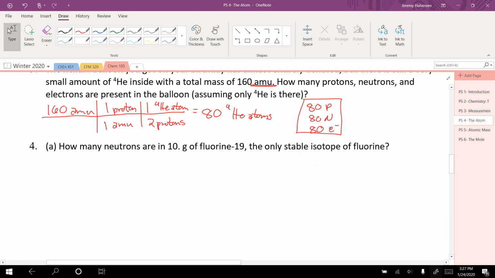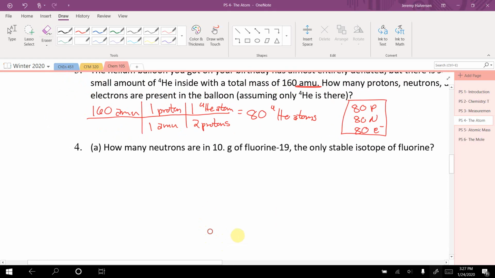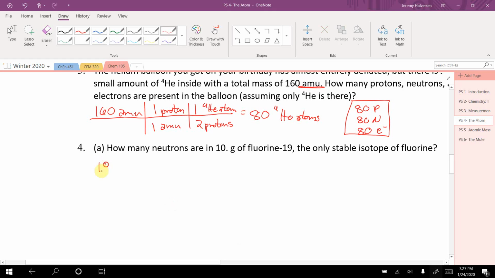How many neutrons are there in 10 grams of fluorine-19, the only stable isotope of fluorine? Well, my starting value is this 10 grams of fluorine-19, and I want to know how many neutrons there are. Because we haven't talked about moles yet, I am going to do this in atomic mass units, AMU.